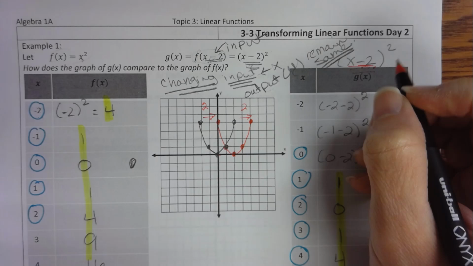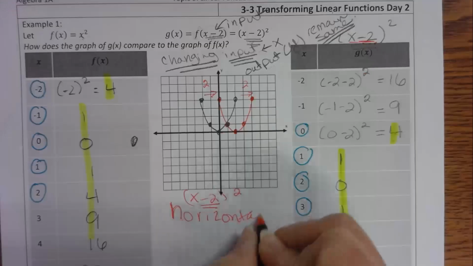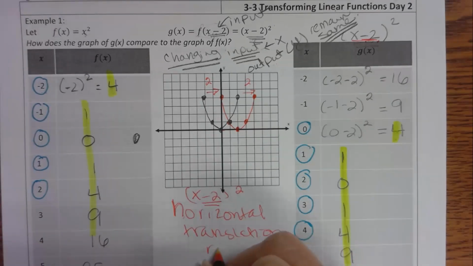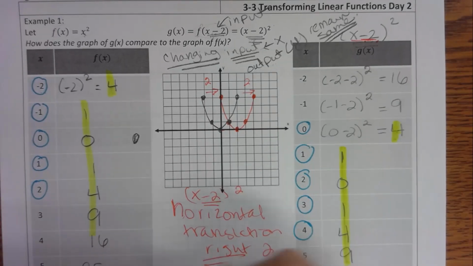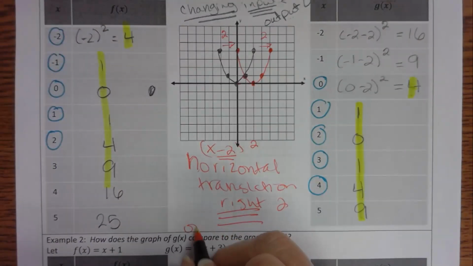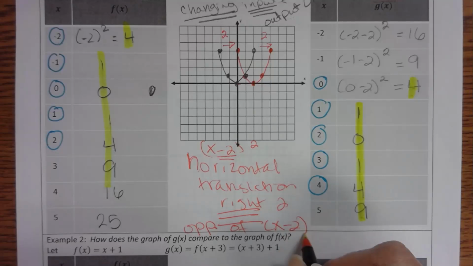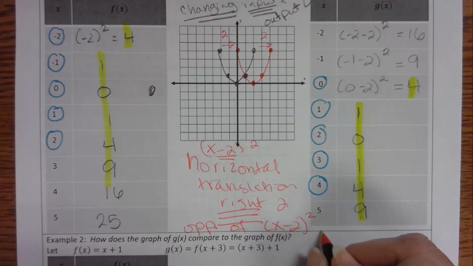Okay, so this on the inside caused a horizontal translation right 2. Okay, right 2. So it's the opposite. It's the opposite of what you see in the equation. Opposite of equation.